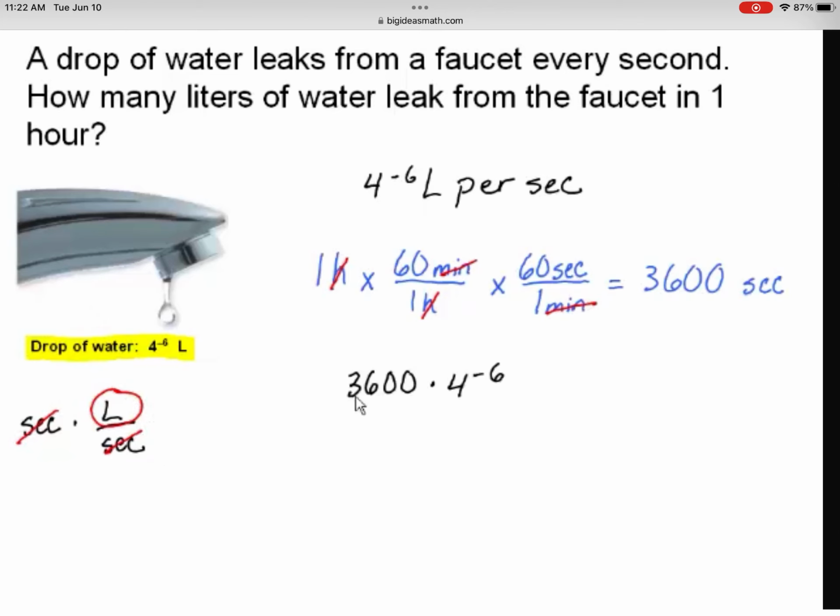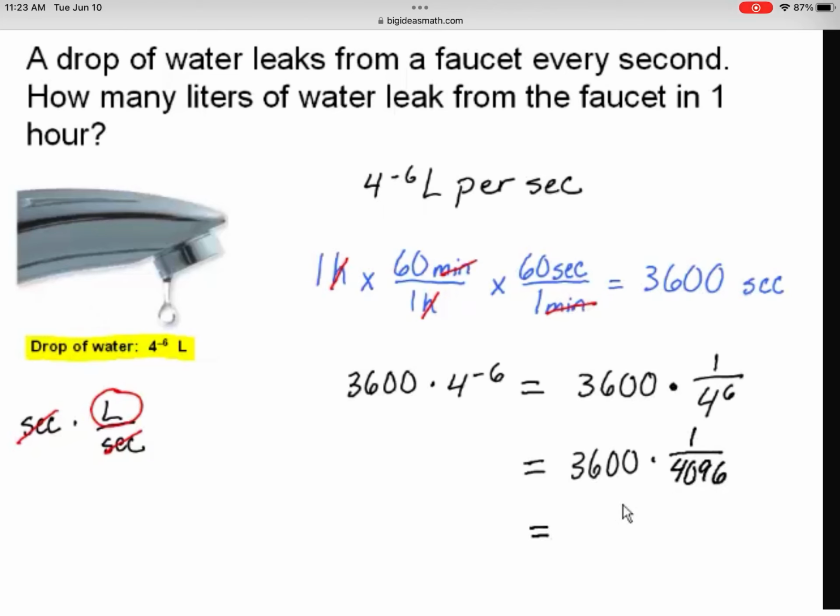Now let's go back to our problem, 3,600 times 4 to the negative 6th. First, we can use the definition of negative exponents to rewrite 4 to the negative 6th as 1 divided by 4 to the 6th. Now we need to evaluate the power. 4 to the 6th is 4,096. Now we can multiply.